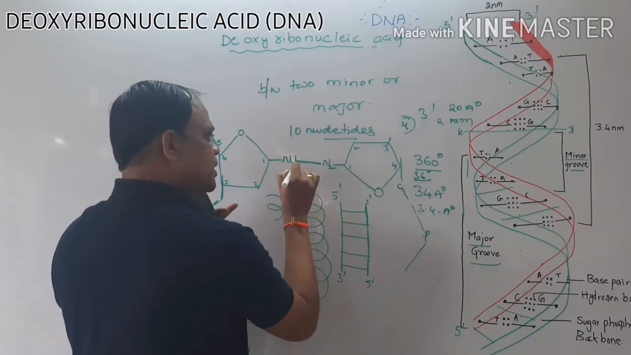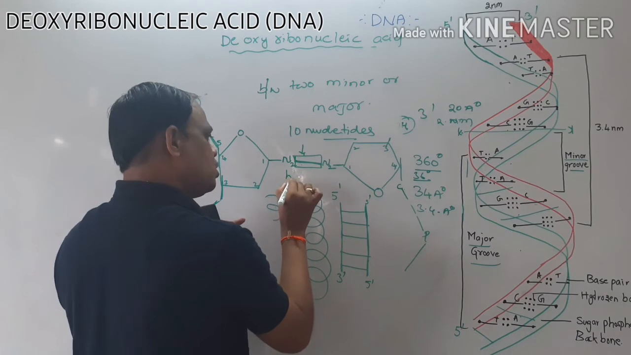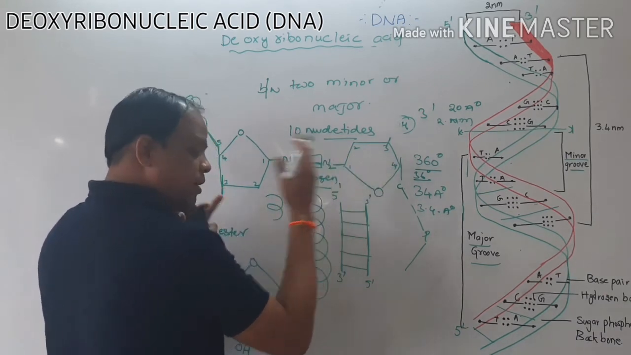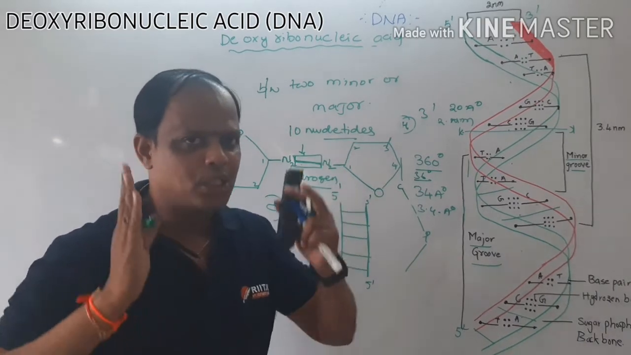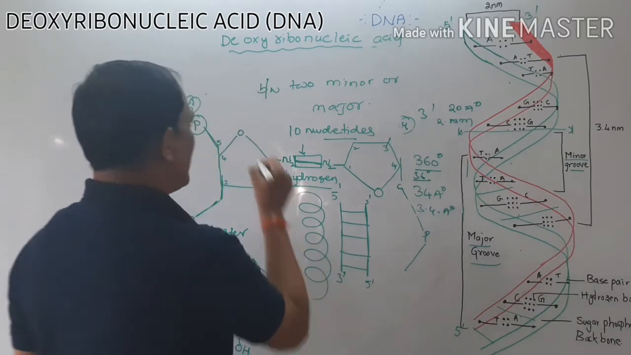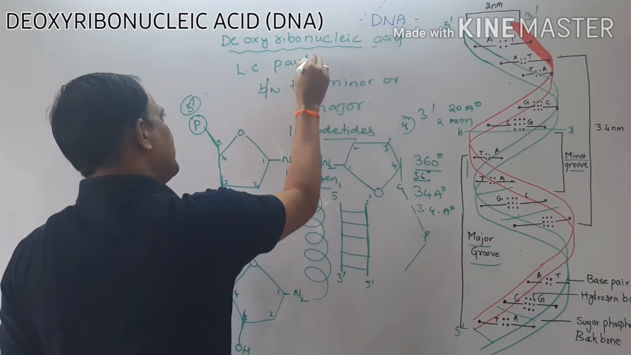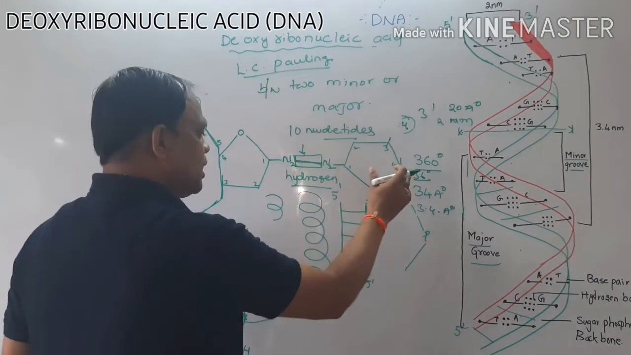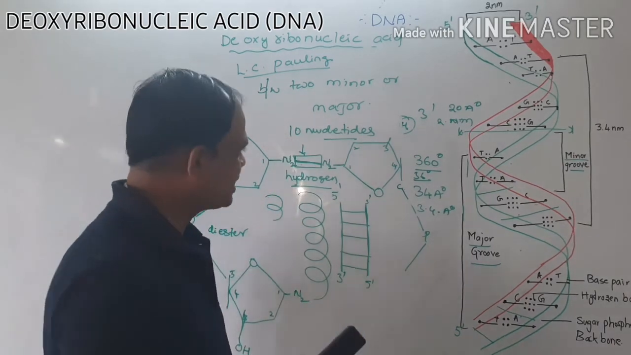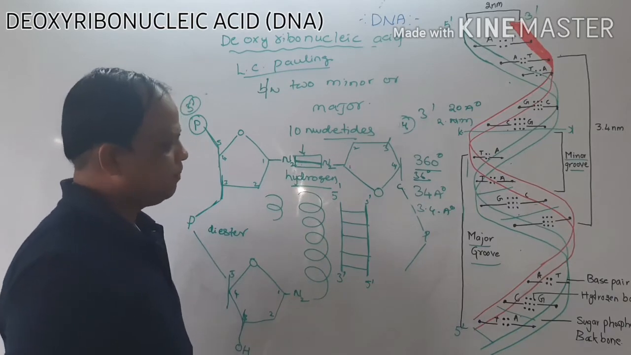They are attached with hydrogen bonds. This is called hydrogen bonding. Mainly the two nucleotides are attached with hydrogen bonds. That information was given by L.C. Pauling. The scientist L.C. Pauling proved that two nucleotides are bound with hydrogen bonds.